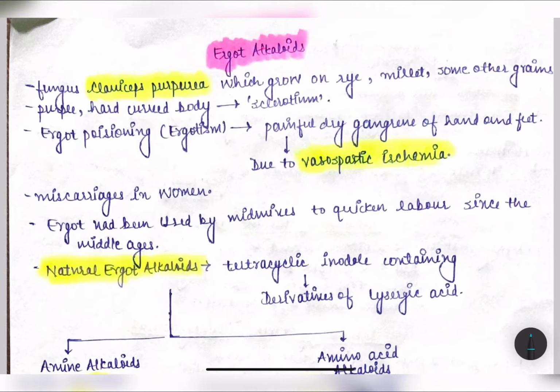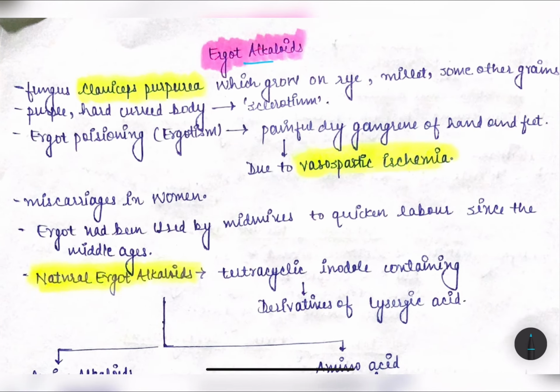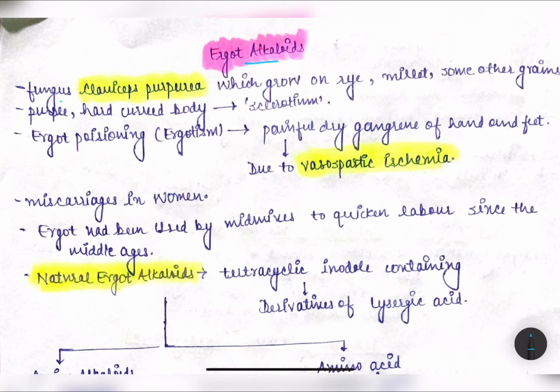So in this video we will talk about ergot alkaloids. So what are ergot alkaloids? Ergot is a fungus, Claviceps purpurea, and it grows on rice and some other grain, and eventually the grains are replaced by purple, hard, curved bodies which are known as sclerotia.